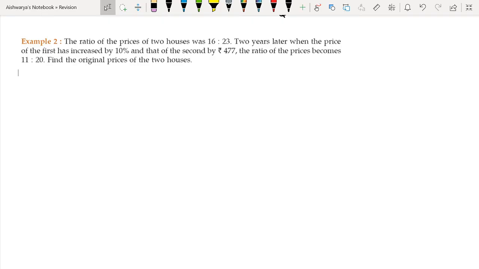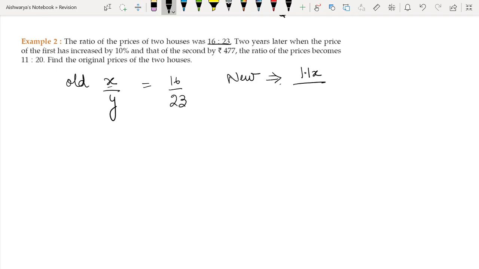Okay, no other information is given. Only the original ratio is given. Later on, they are saying the first one has increased in its price by 10%, and the second one has increased by rupees 477. So let us just assume this to be x by y. So this is the old one, which is 16 is to 23. The new one, 10% of this will become 1.1x and this will become y plus 477. Now this becomes 11 by 20.